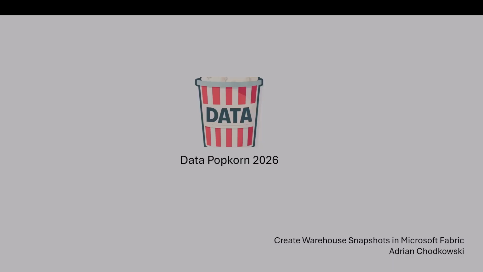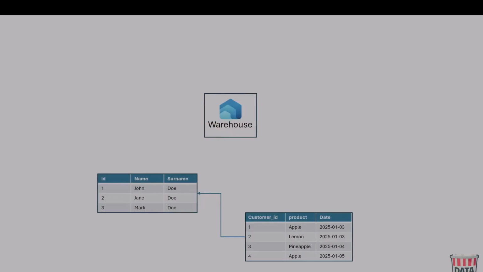Hello, my name is Adrian Chodkowski, and today I would like to tell you a few words about creating warehouse snapshots in Microsoft Fabric. First of all, let's say what is a warehouse snapshot. In a nutshell, it's a read-only representation of a warehouse item at a specific point in time.